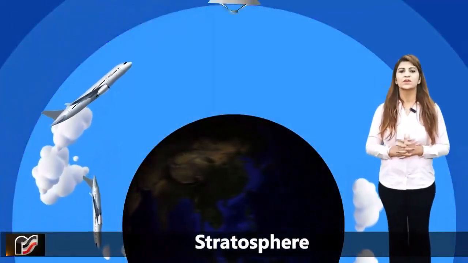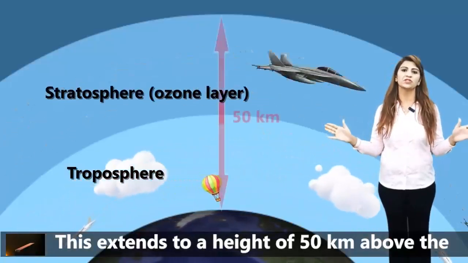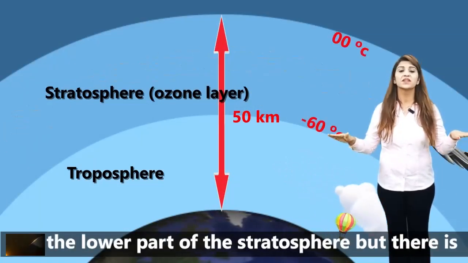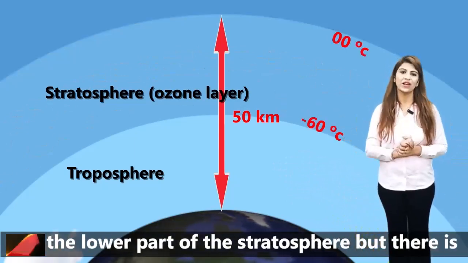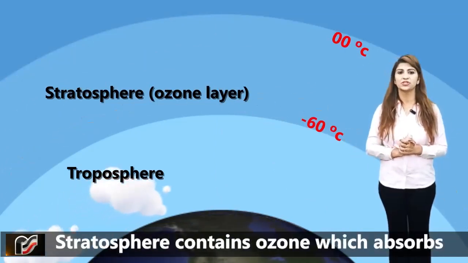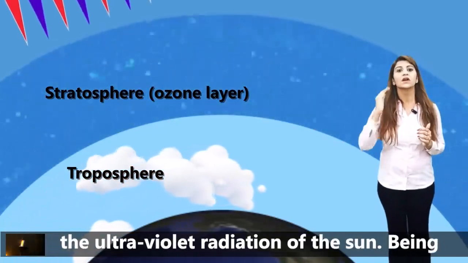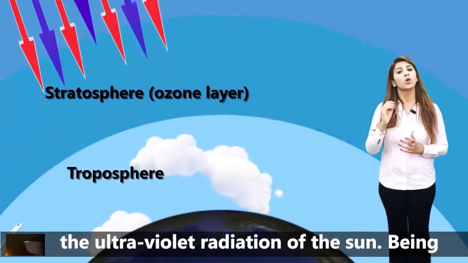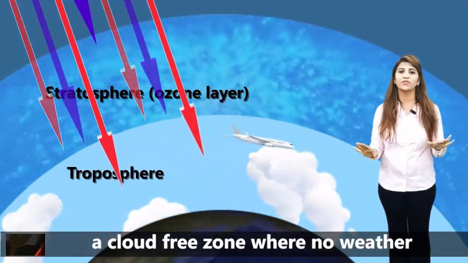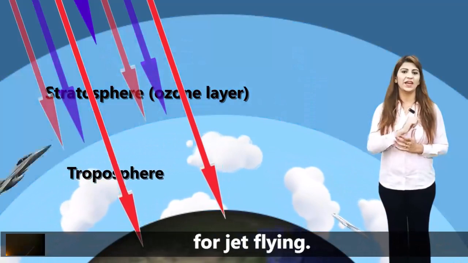Stratosphere. This extends to a height of 50 kilometers above the troposphere. The temperature is constant in the lower part of the stratosphere, but there is a gradual increase in the upper part. Stratosphere contains ozone, which absorbs the ultraviolet radiations of the sun. Being a cloud-free zone where no weather phenomena take place, this layer is ideal for jet flying.